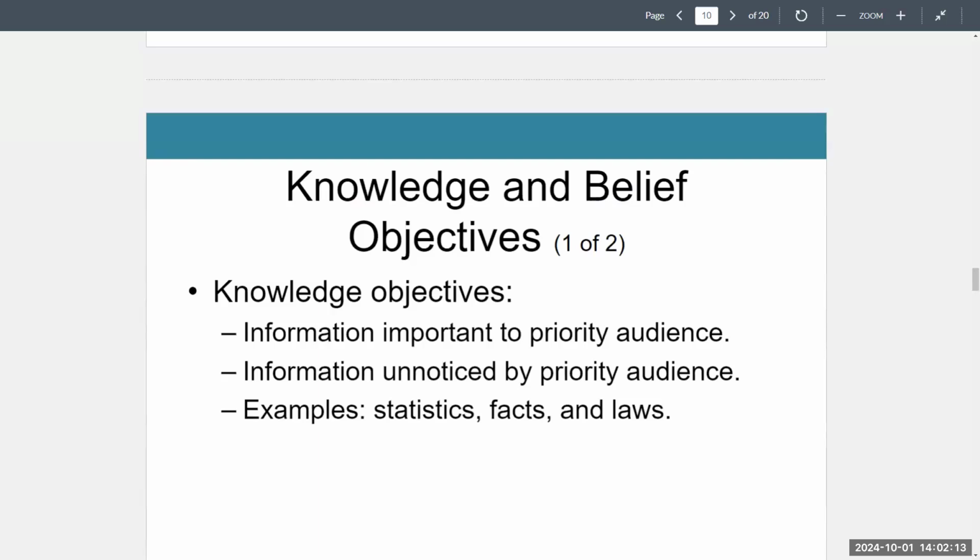All right, let's talk about knowledge objectives and belief objectives. We're going to start off with knowledge objectives. As we talked about earlier, knowledge objectives are about extending knowledge to people. The goal of the campaign here is not necessarily to change behavior by having them do something differently, but by giving them the knowledge that empowers them to do something differently.